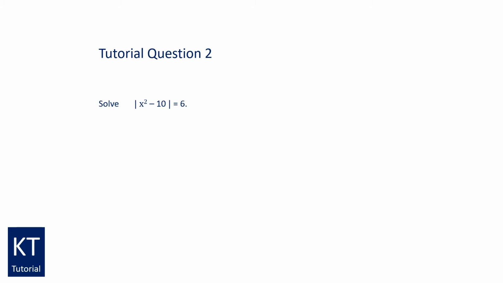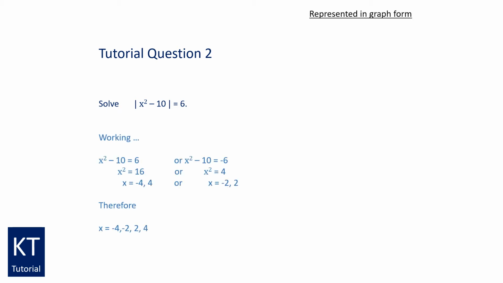Let's move on to tutorial question 2 and solve for the modulus of x squared minus 10 equaling 6. Again, this would mean that x squared minus 10 equals 6, or this being equal to minus 6, and solve for the various x values.